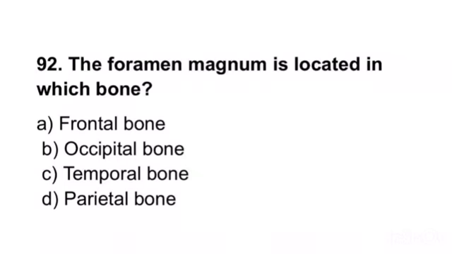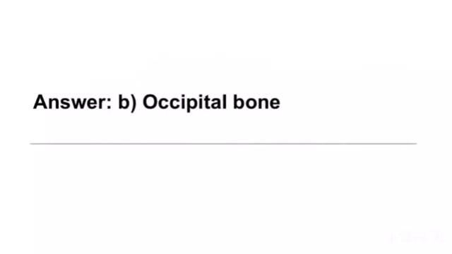92. The foramen magnum is located in which bone? A. Frontal bone. B. Occipital bone. C. Temporal bone. D. Parietal bone. Answer, B. Occipital bone.